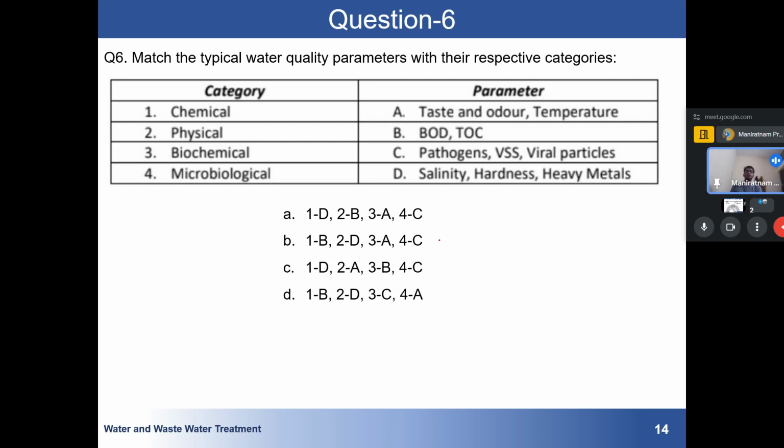Coming to the next question, which is a very simple question that has been discussed many times during this discussion. Match the typical water quality parameter. Remember, in every college and university, water and wastewater treatment are taught simultaneously in the same semester.